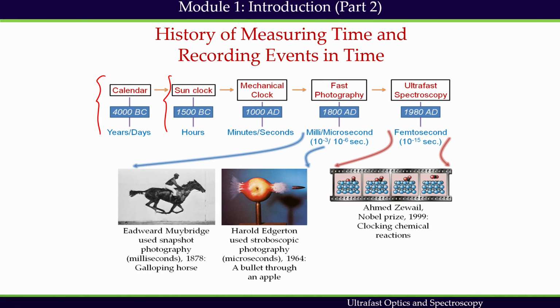So, when we have used sun clock or calendar, these are the clocks we have used. So, these are the clock, that is the time measuring device, and to monitor the evolution of the events we have used our eye. That is the time sensitive detector we have used.